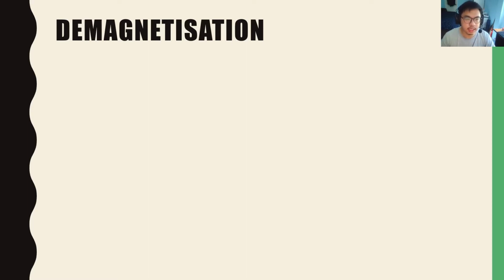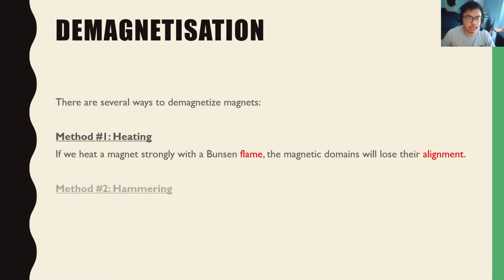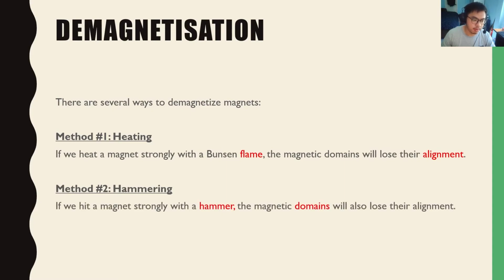So demagnetization means removing magnetic properties from a magnet, or removing magnetism from a magnet so that it becomes a normal object. So there are several ways of doing this. Number one is heating. Number two is hammering. So heating up a magnet will make it lose its magnetism. That's why we do not advise you to keep your magnets in a very hot place, because the magnet will become weaker and weaker and eventually will lose its magnetism.